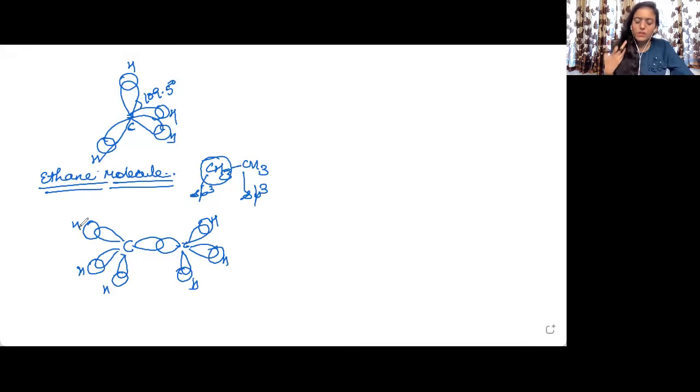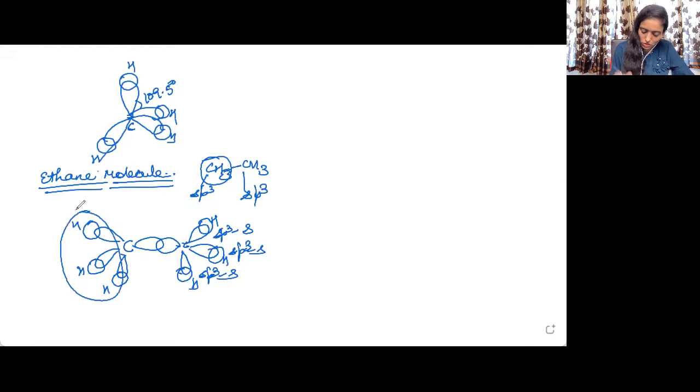Now, if we say how to show these bonds, this is sp3-s bond, again sp3-s bond, sp3-s bond, and all these 3 are also sp3-s bonds. This is sp3-sp3 bond. So these are all sigma bonds. A sigma bond is a bond which is formed by head-on overlapping of orbitals.